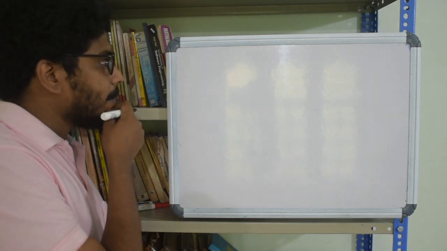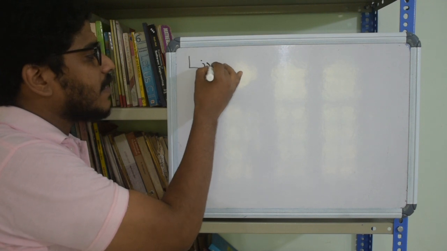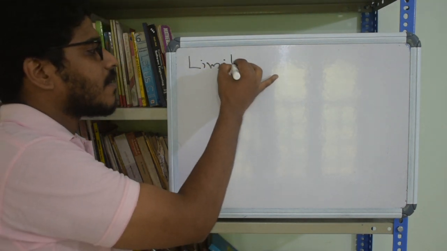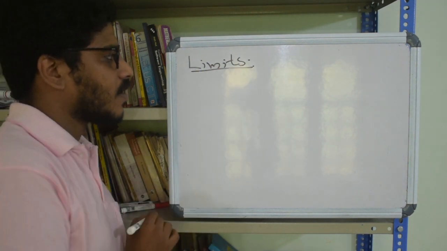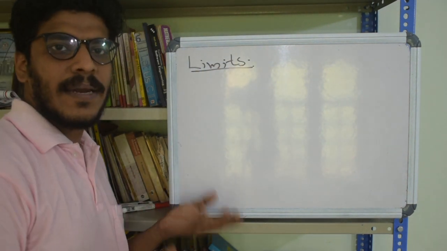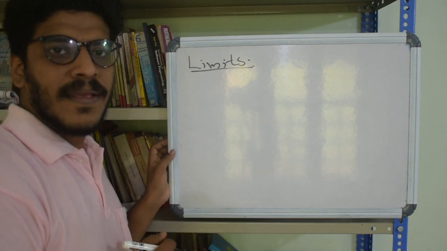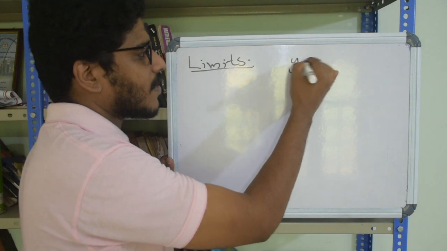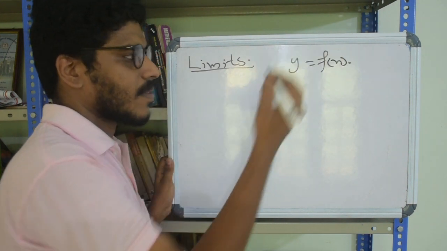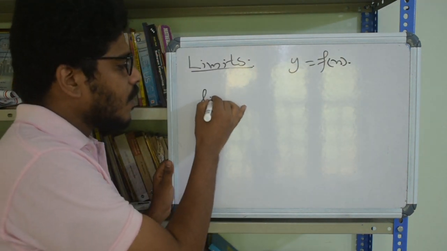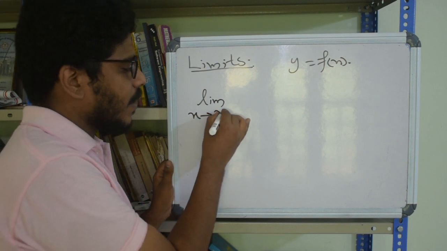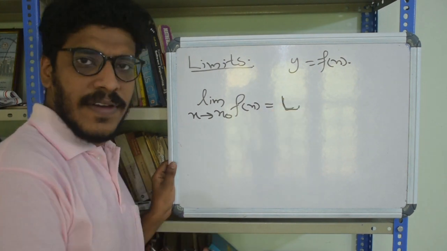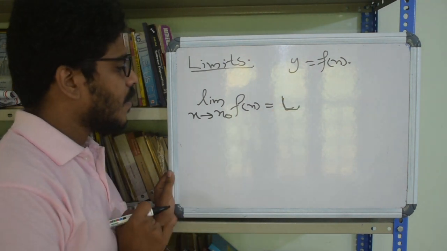So now let's see how we conduct calculus on vector valued functions. And the first concept is about limits. You know what we mean by the limit of a function, right? So what do we mean by limit? Suppose we have a real valued function y equal to f of x. What do we mean by limit x tends to x naught f of x equal to L? We have seen this in our previous classes.